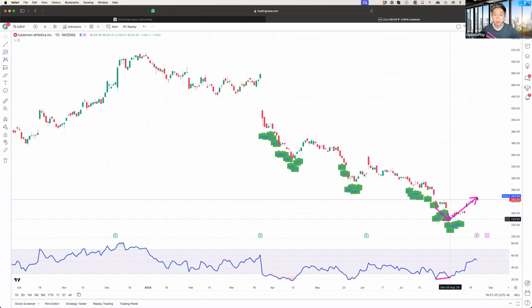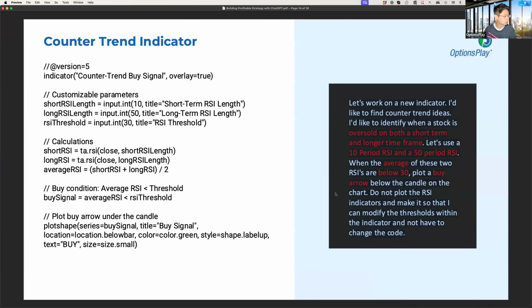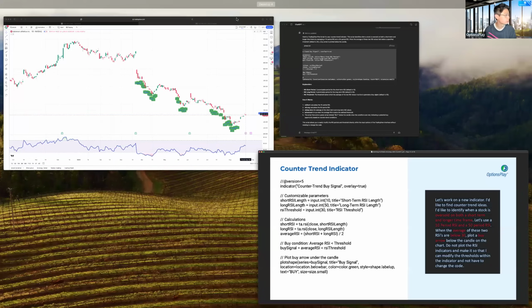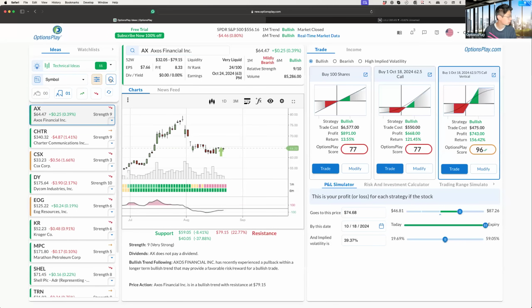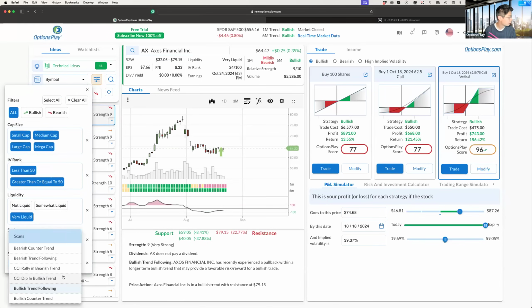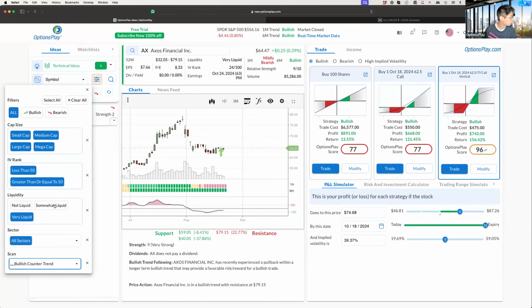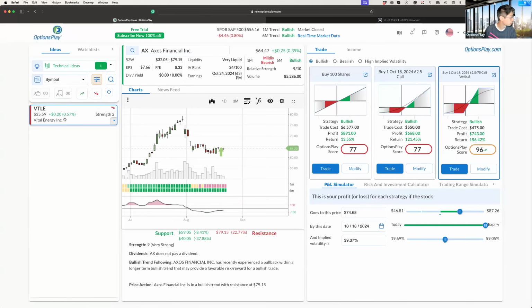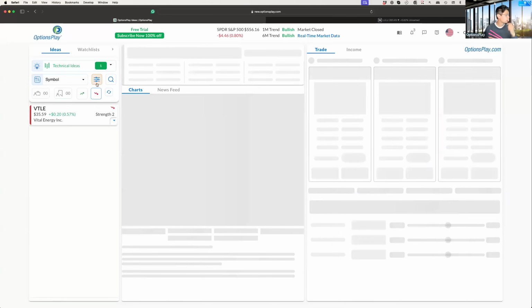And we had that positive divergence with momentum, which is the filter that I need to make sure that I don't take all of these false signals. So this is something that's also built into the OptionsPlay platform. As you can see, when you go to the OptionsPlay platform, under trade ideas, you have counter trend ideas. Let's look at bullish counter trend ideas, for example. Today there aren't many, there's only one.